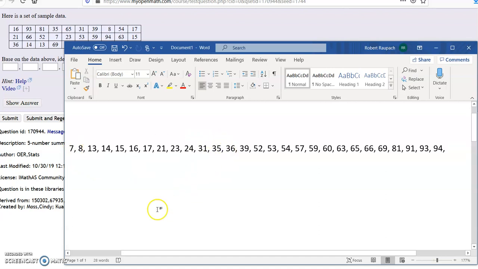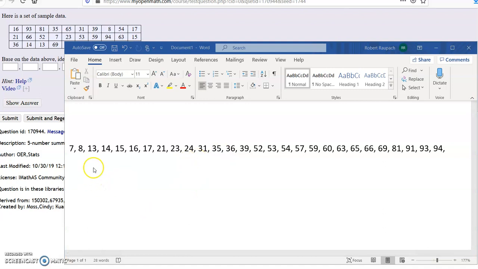I was right the first time, the 14th and 15th. So 1, 2, 3, 4, 5, 6, 7, 8, 9, 10, 11, 12, 13, 14. Okay, the 14th and 15th numbers are 39 and 52. That means there are 13 numbers less than 39 and 13 numbers more than 52, which means you take the average of 39 and 52, and that's going to be your median.